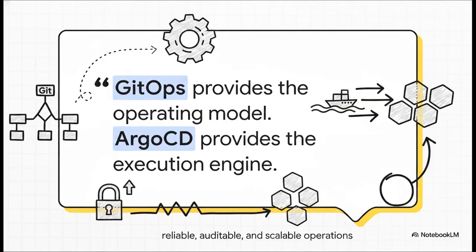This quote perfectly summarizes everything we've been unpacking today. GitOps provides the operating model. ArgoCD provides the execution engine. They really are two halves of the same coin. Together, they are exactly what enables reliable, highly secure, and deeply scalable Kubernetes operations in the modern cloud era.